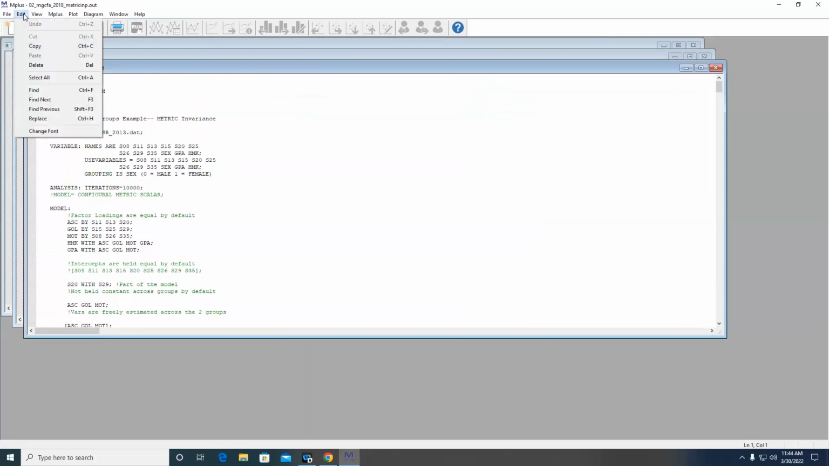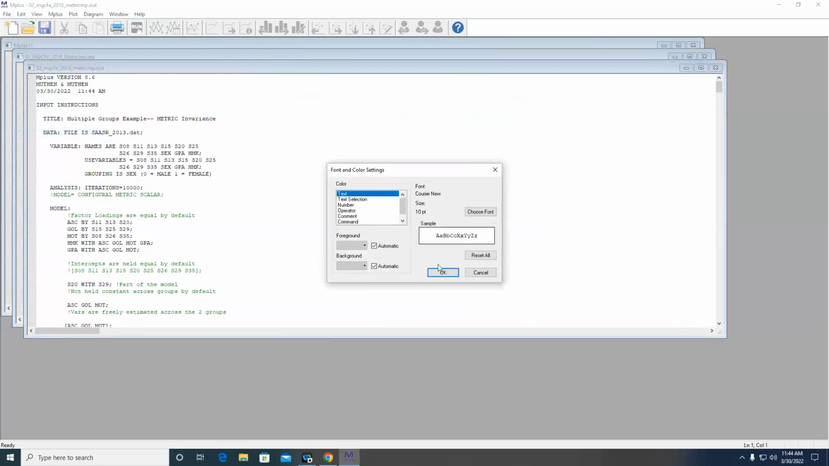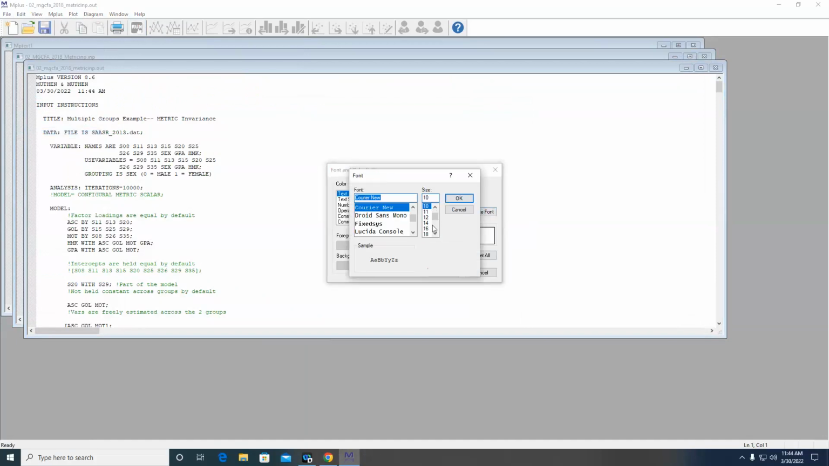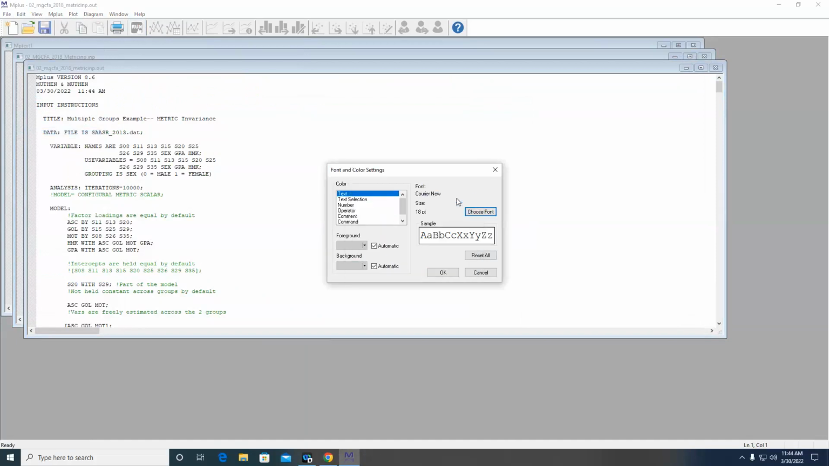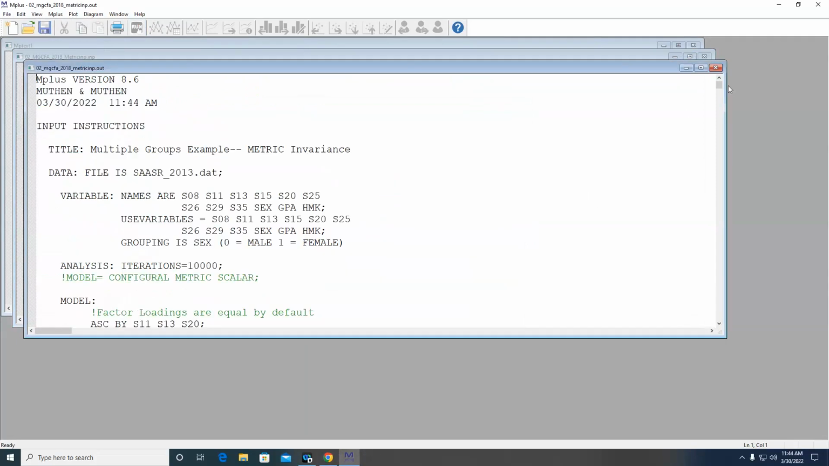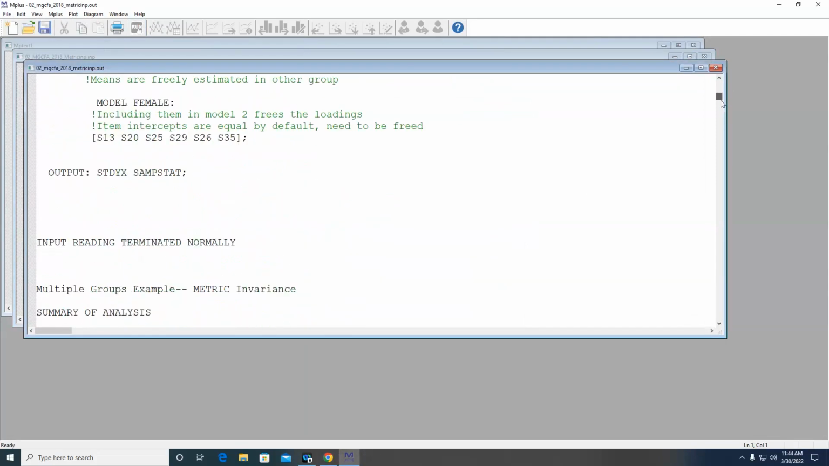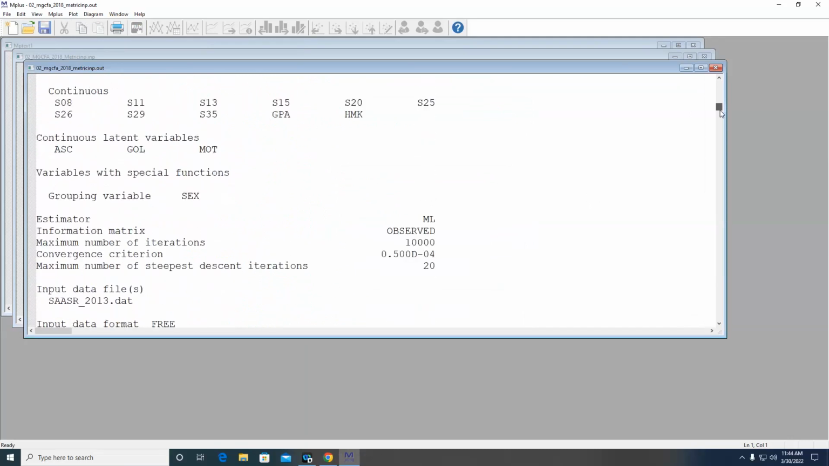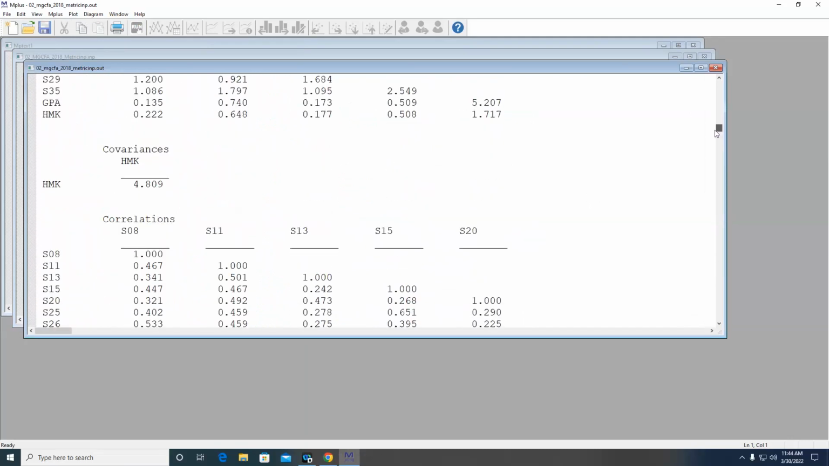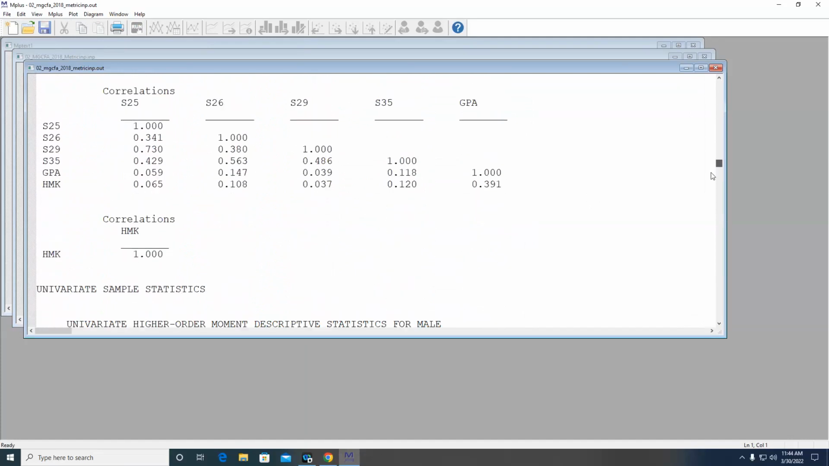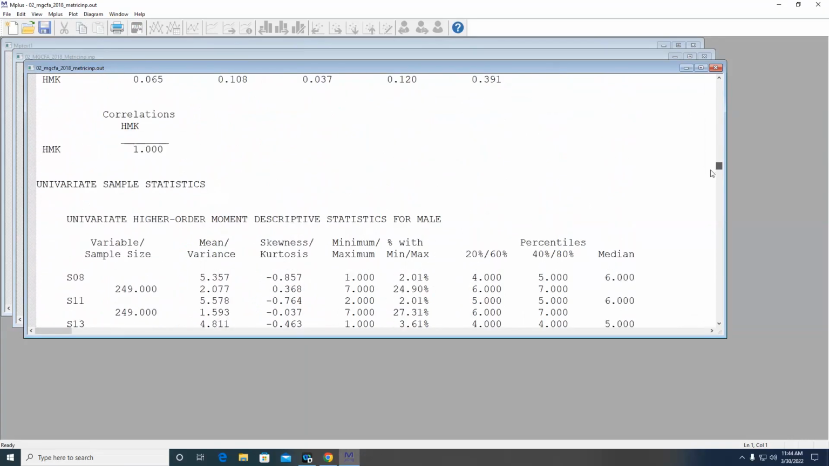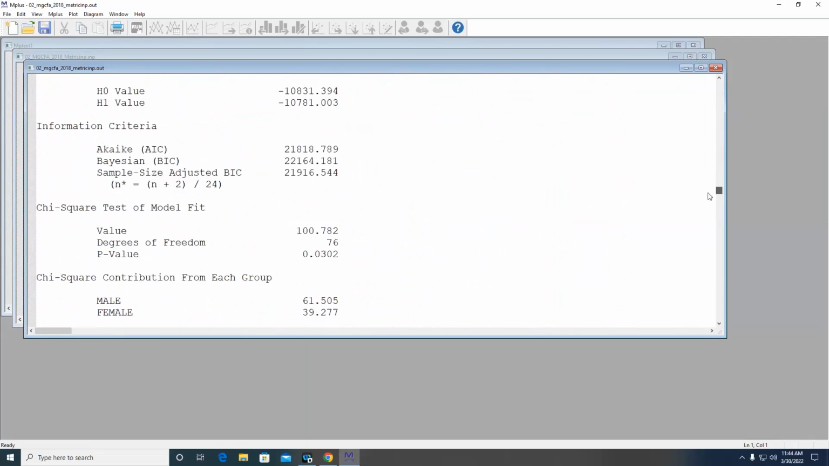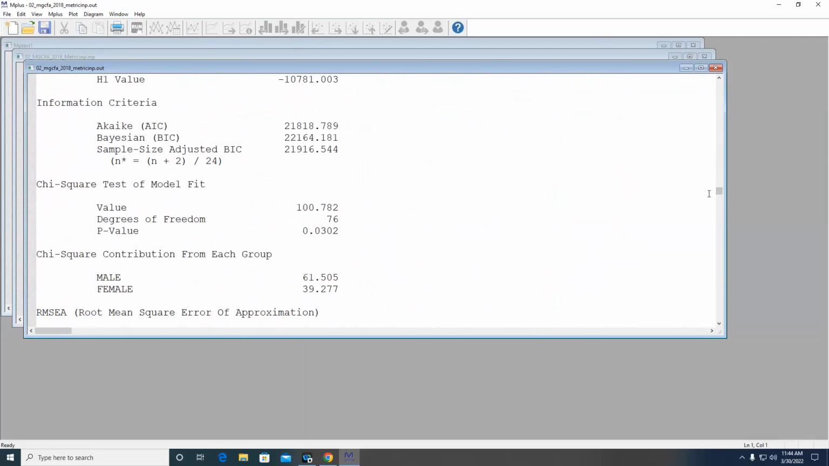Okay, hold on. Let me change my font here to 18 point. Okay, so now this is my metric model. Take a look at our chi-square. Where's my chi-square? Did I miss it? Here we go. So my chi-square is now 100.78, right? With 76 degrees of freedom.